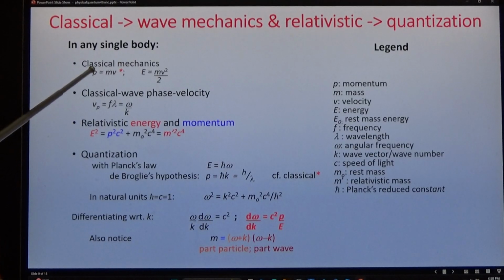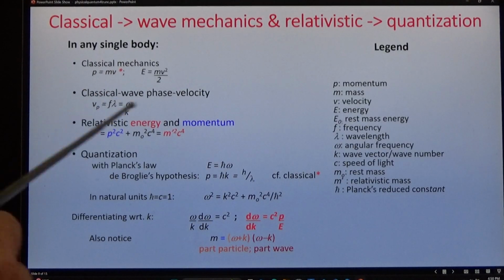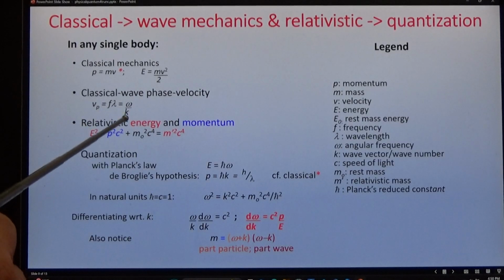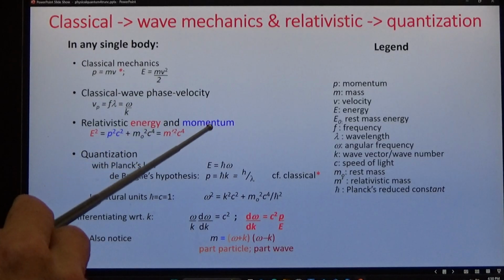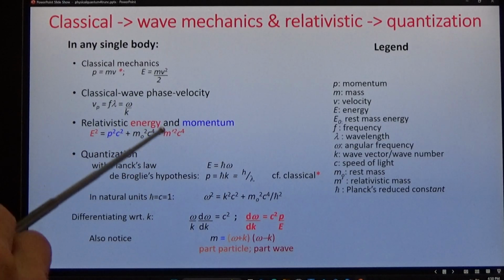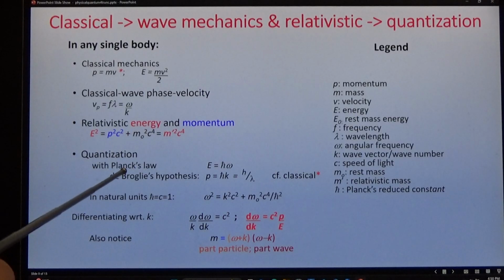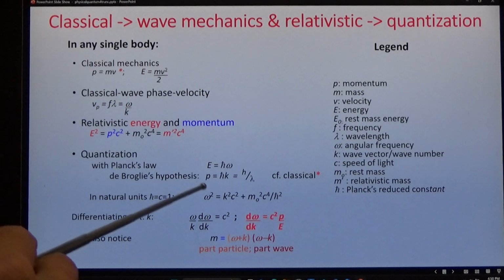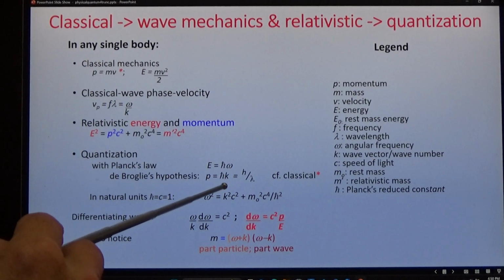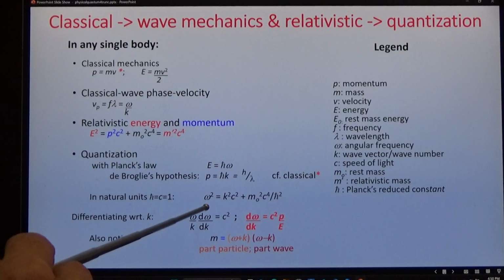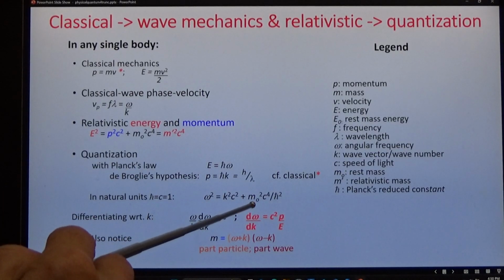We start with classical mechanics. Wave mechanics, velocity is frequency times wavelength, the same as omega over k. Relativity, and E equals mc squared, which is momentum squared plus rest mass squared. Quantization, which we'll return to. E is h omega, Planck's law. P is hk, de Broglie's hypothesis. Substituting, we find that omega squared is k squared plus m squared.